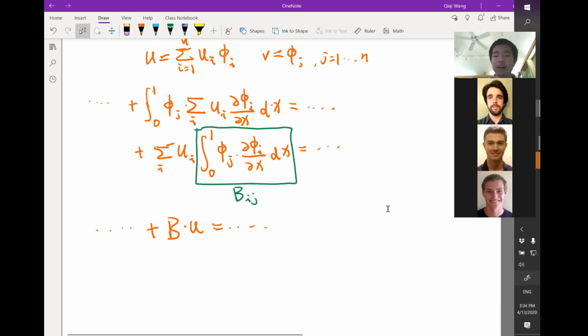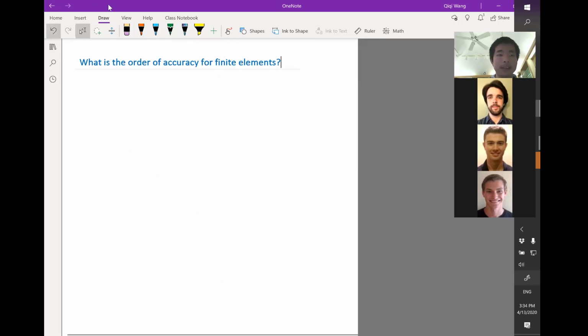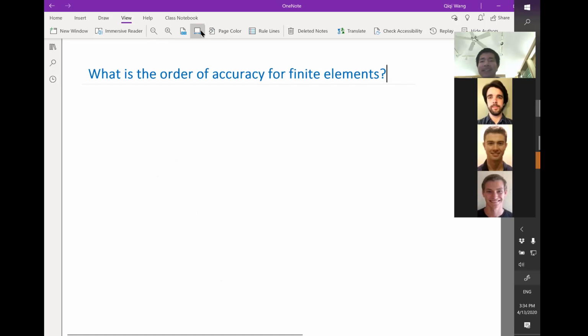Okay. So now the next topic is what's the order of accuracy of finite elements? Recall, in finite difference and in finite volume, we all talked about the order of accuracy. And in both methods, we obtained the order of accuracy through a Taylor series analysis, right?